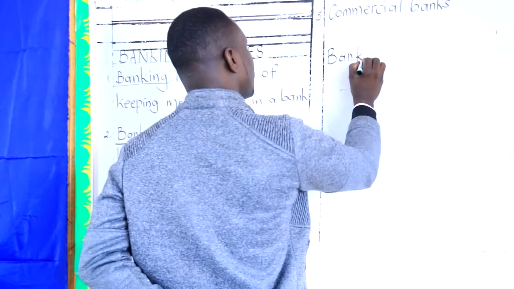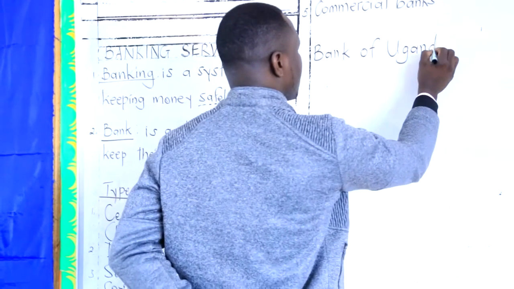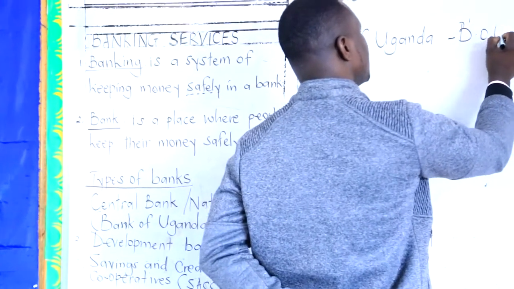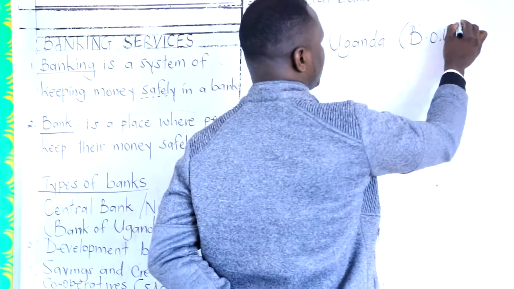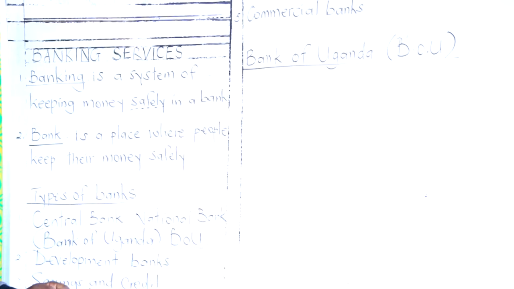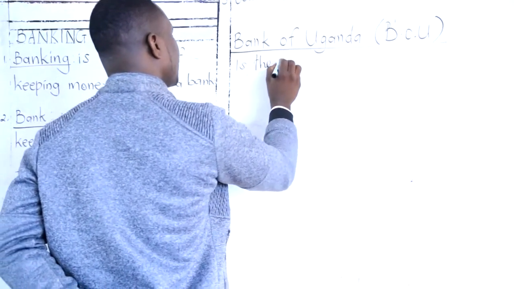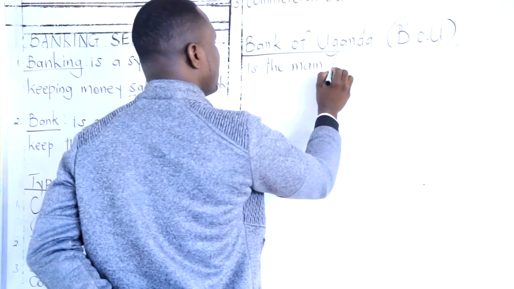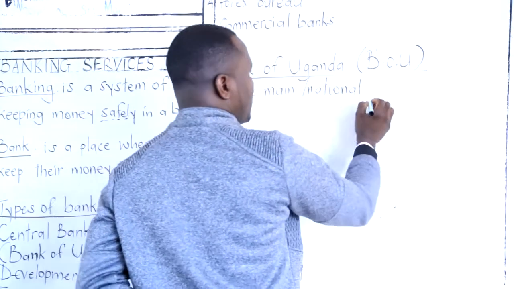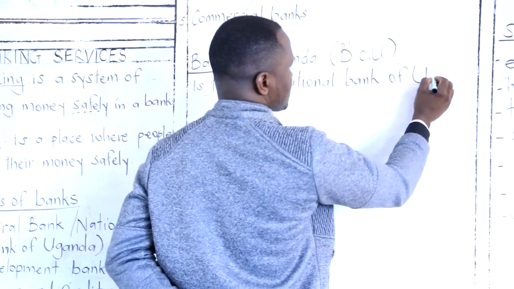Bank of Uganda. That we say it can be written, in short, as BOU. So the Bank of Uganda is the main bank. Is the main bank in Uganda. It's the main, or we can say it is the national bank of Uganda.